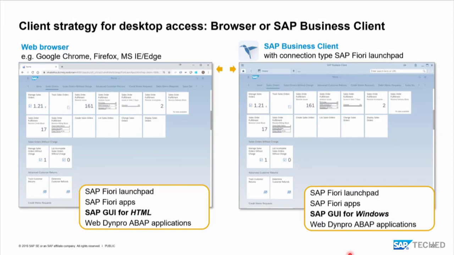So how does it look? Yeah, so that's here the same system. On one side, accessed via a browser. You see here on top there is a browser bar. On the other side, if you use a business client with connection type Fiori Launchpad, the outer shell is a business client, and in the first tab you see the Fiori Launchpad, so it's in fact running a Chromium browser. And if you navigate to a GUI transaction, the GUI transaction opens in a separate tab and uses the native local GUI, so the SAP GUI for Windows.